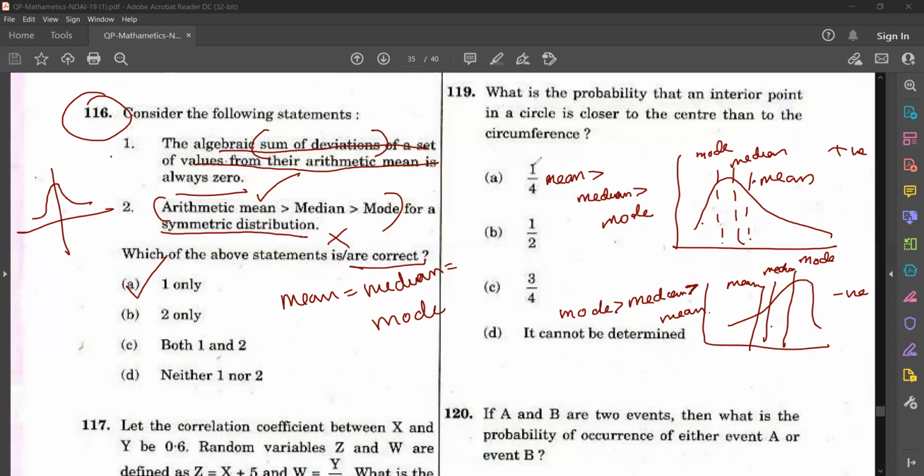Okay, so that's all for today. We'll be seeing some more problems in the next class. Thank you, everyone. Just copy this diagram before you leave. What is the relation of mean, median, and mode in positively skewed and negatively skewed?